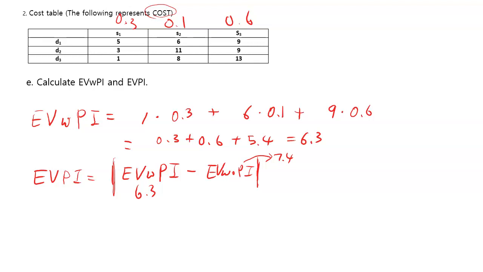So what is 6.3 minus 7.4? That's negative 1.1, but with the absolute value it is positive 1.1. So EVPI would be 1.1. So that's how you handle the cost table.